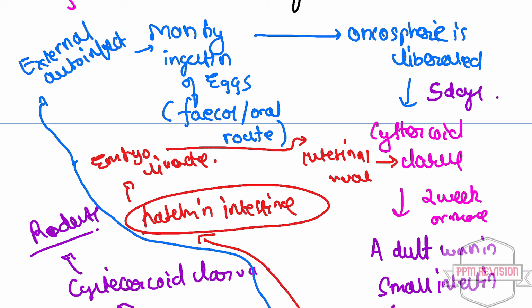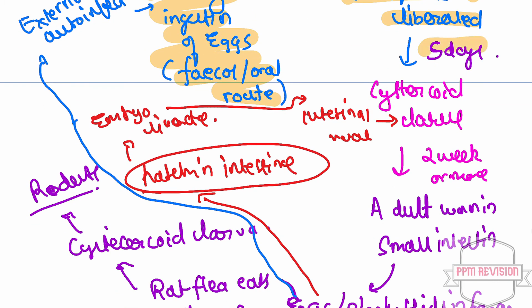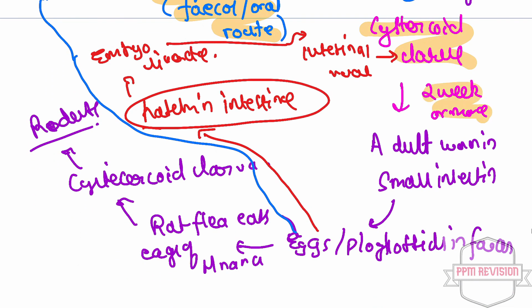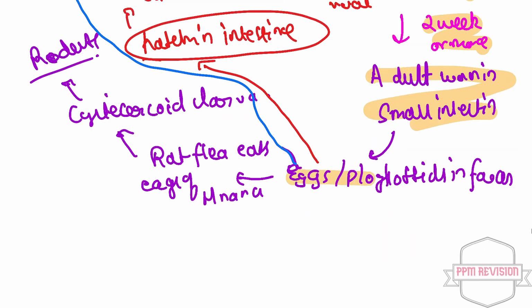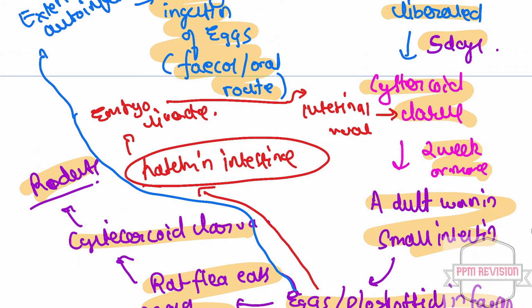So here, as we usually start, the man is infected by the ingestion of the eggs through the fecal-oral route, and the oncosphere is liberated. In about 5 days, the cysticercoid larva is seen, and in about 2 weeks or more, the adult worm is formed in the intestine. Then the eggs and proglottids are present in the feces, and they are taken up by the rat, and it causes infection in the rats, that is, the rodents.